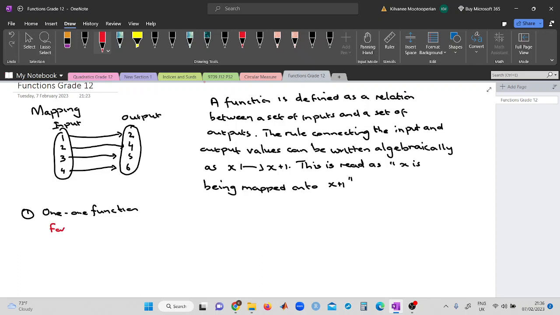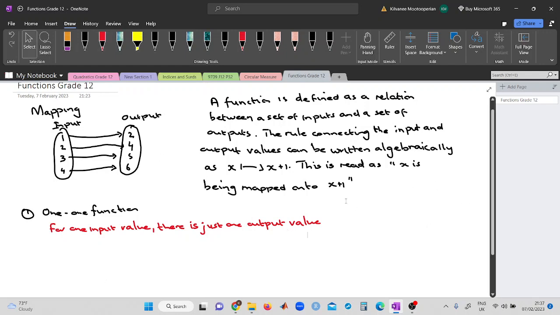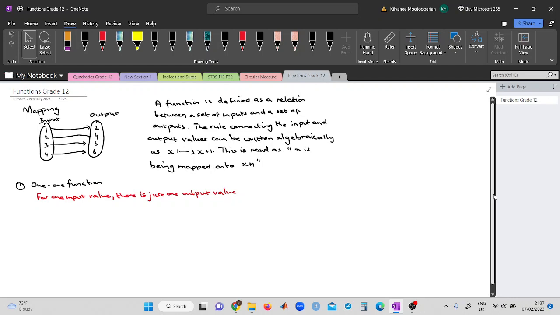For one input value, there is just one output value. This is an example simple. Okay, so if I take a function, for example, so this is my x, this is my x plus 1, for example.